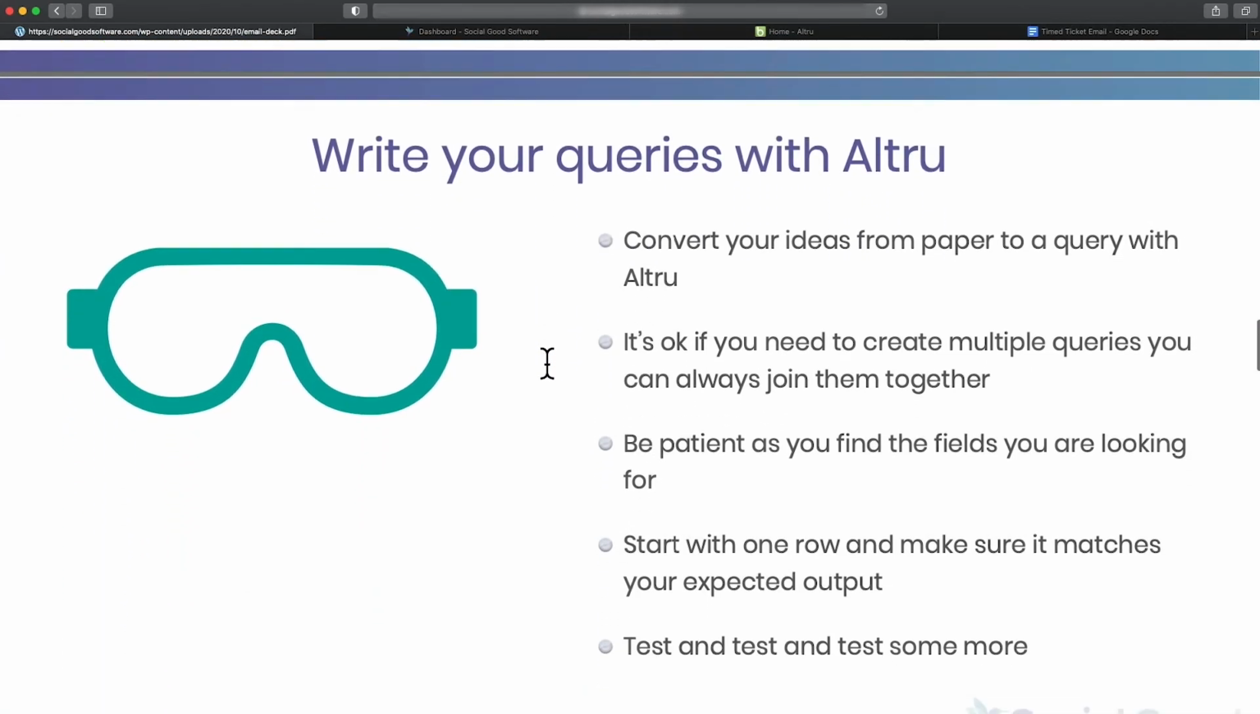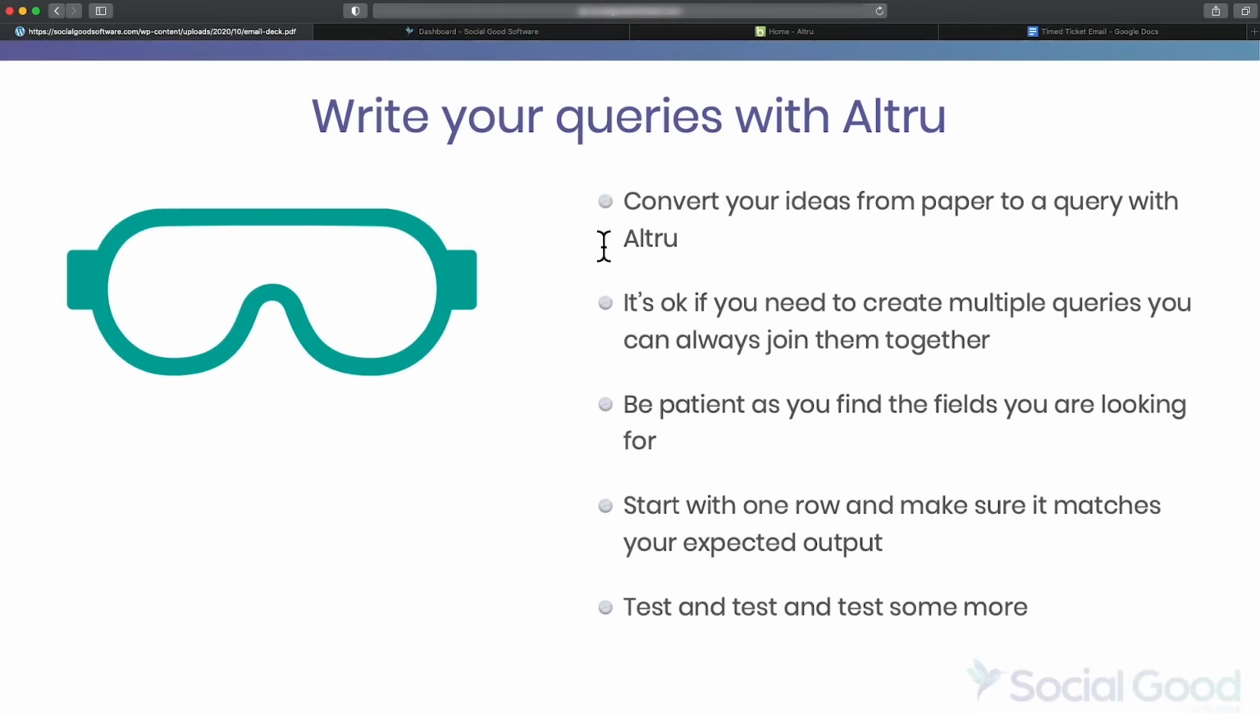After you have your questions done, then it's actually time to get your hands dirty and write the queries with Altru. So you want to convert those ideas that you have on paper into actual queries in Altru. And just keep in mind, it's okay if you need to create multiple queries. You can always join them together with Social Good Software. So don't think you have to get everything right with one query. You can break it up into multiple queries. And another note here is, be patient as you find the fields you're looking for. Sometimes Altru has things nested four, five, six levels deep, and it can get a little bit frustrating. So just be patient, work through the process, find the fields, and be patient with yourself as you're doing this.